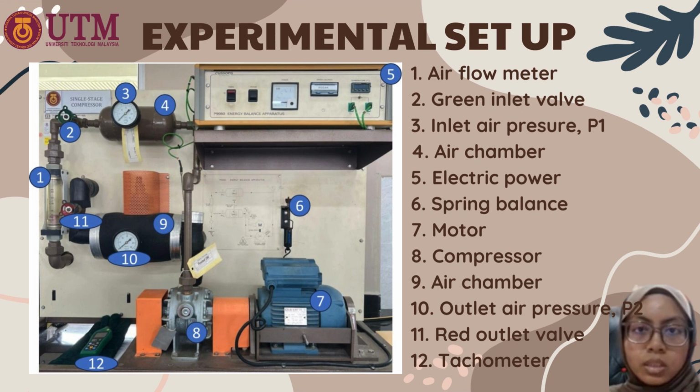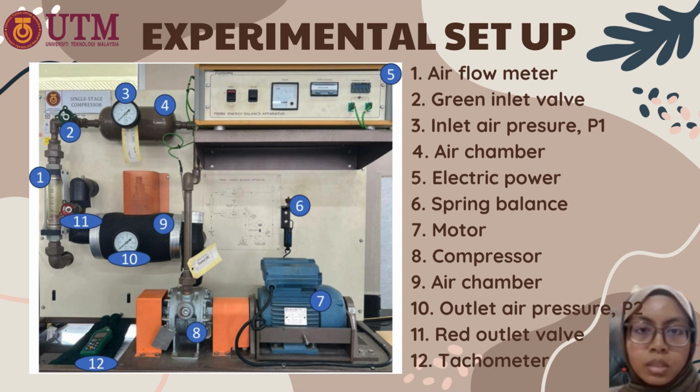The first one, the cylinder tube, is the air flow meter. Second is the current inlet valve. Third, inlet air pressure, P1. The reading of P1 is taken from there. The fourth is the air chamber. Fifth is the electric power. Below is the spring balance. Seventh is the motor. The eighth is the rotary vane compressor. Ninth is the air chamber.